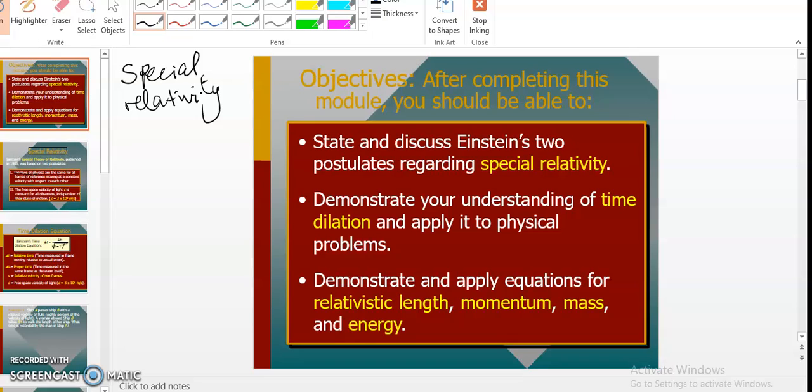You should be able to demonstrate your understanding of time dilation and apply it to physical problems. And you should also demonstrate and apply the equations for relativistic length, momentum, mass, and energy. And by so doing, we look at how we derive those equations.